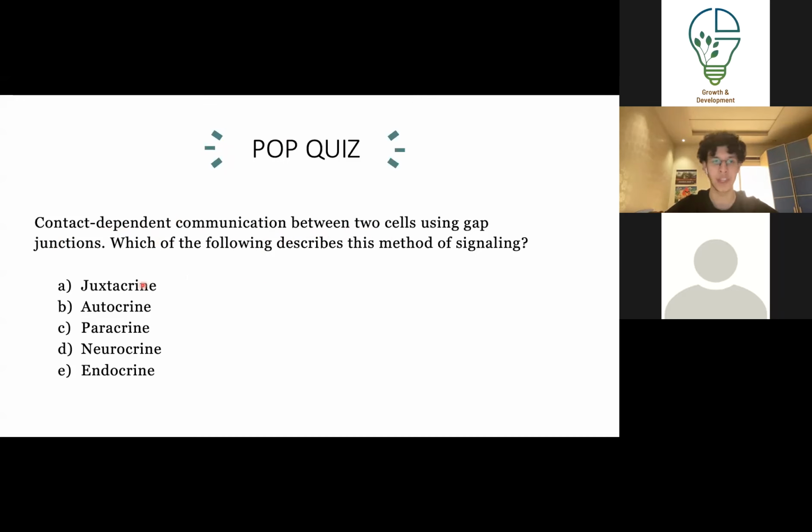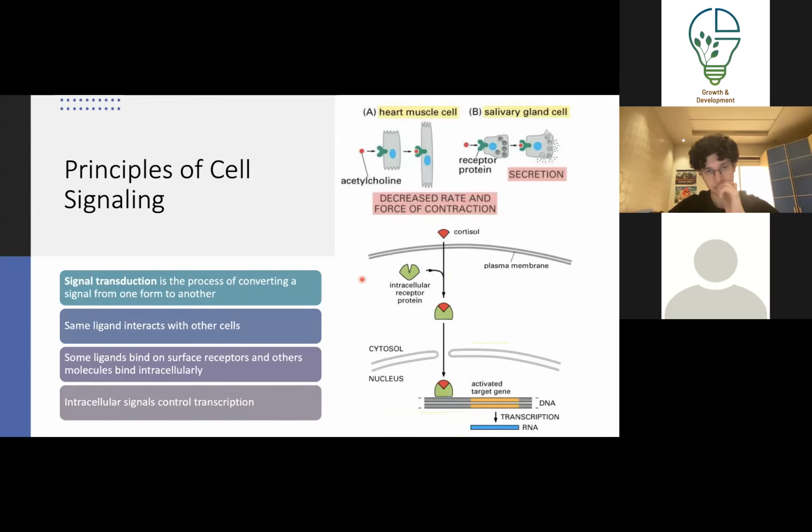This is juxtacrine communication. Contact dependent, because they're directly touching each other. And if they're not, they'll die. Okay, let's move on to another short objective, the principles of cell signaling.